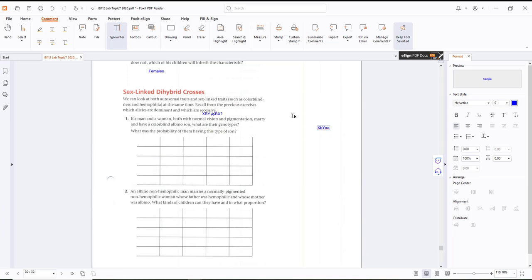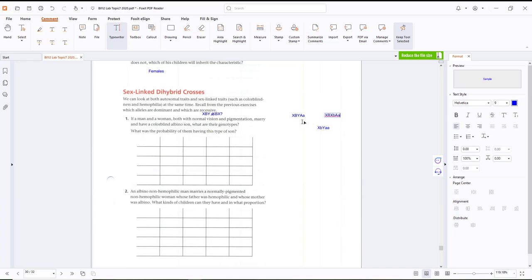Okay, so let's first of all figure out the man. We know that he is X big B Y. We know that he's got normal pigmentation, but his son is albino, so he must be heterozygous. Let's look at mom. We know that she's X big B X, and then she must carry the recessive allele, making her son colorblind. And then we know that she is normal pigmentation, but she must carry the albino allele. So we know what their genotypes are. What's the probability of them having this type of son?